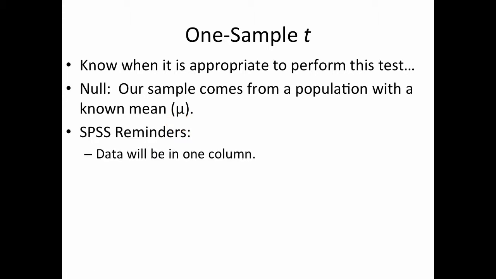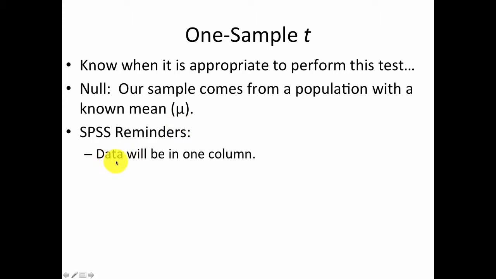We're going to start here by assuming that you know when it is appropriate to perform this test. As you know, we're going to have one sample that's measured on some dependent variable that is either interval or ratio. And the null is that our sample comes from a population with a known mean, often abbreviated with the Greek letter mu. So this under the null says this is what our sample came from, and we're going to test that null hypothesis.